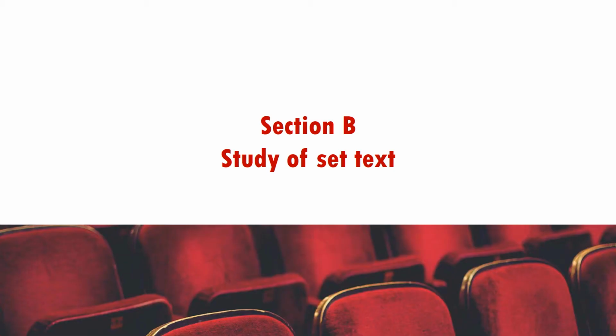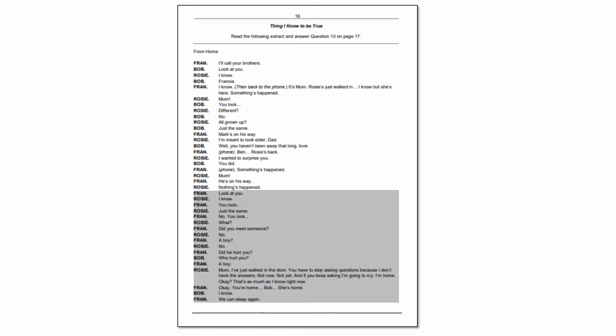In this video we will be looking at section B of the written examination, which is the study of set text. At the beginning of section B of the exam there will be a printed extract, and today I'm going to be talking about the play Things I Know to Be True, which is one of the set plays. So what you want to do is go through and read the extract and really make sure that you understand the extract within the context of the wider play. So if you'd like to go ahead and just pause the video and read this extract here.